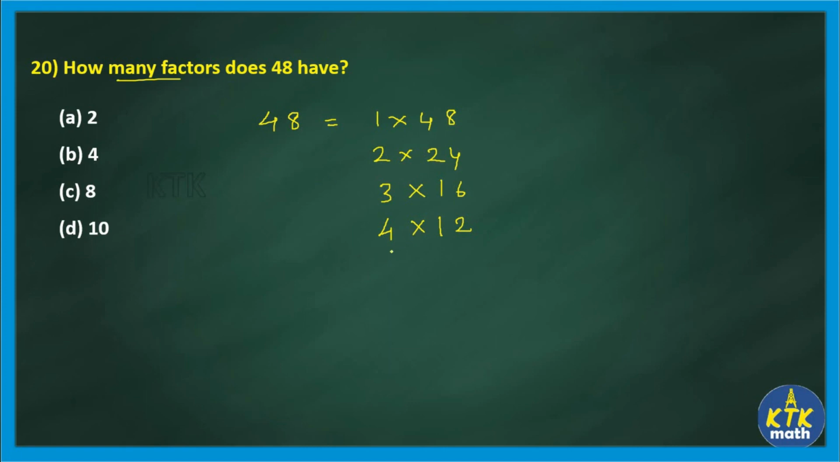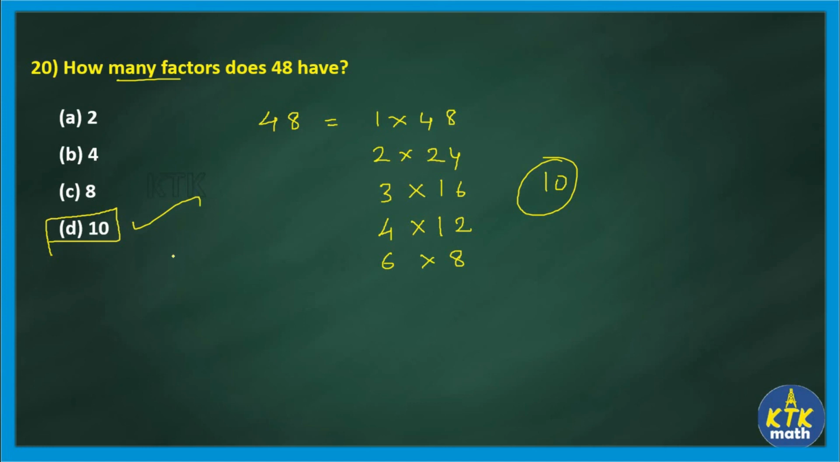And then 5 we cannot write, 6 I can write, 6 8s are 48. Don't repeat again 8 into 6 or 12 into 4. Just write it as a single distinct factorization. Okay, 6 8s. And then what are the other ways you have? So here you can see 10 different numbers are there, right? So the maximum number in your options is 10 only. So 48 has 10 factors. Okay.